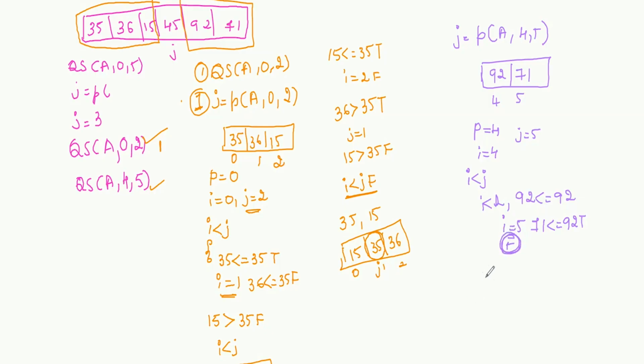I will now go to the jth loop. I'm going to check whether 71 is greater than 92, and this becomes false. Now, I know that I value is 5 and j value is 5. Now, when I'm checking the condition whether I is less than j, this is going to become false. Hence, I cannot swap them. Okay, so instead now I'm going to directly go and swap the a of j and a of pivot. Okay, so when I do that, I'm going to get the values 71 and 92. This swap is going to happen.